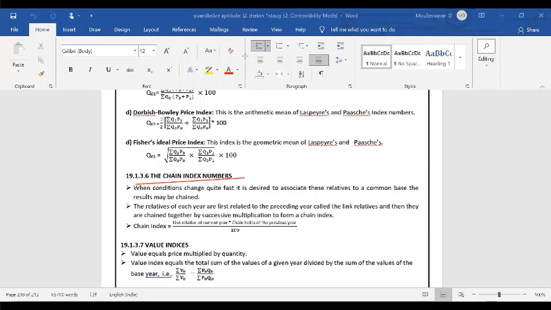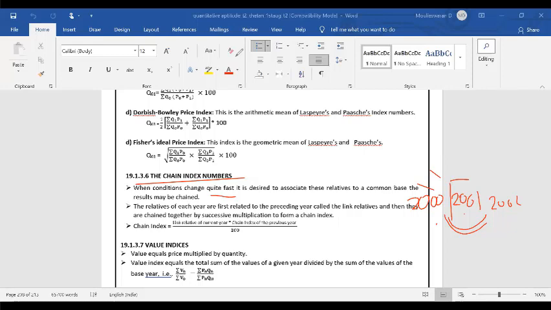What does chain index number mean? When conditions change quite fast, it is desired to associate these relatives to a common base. The results may be chained. For example, conditions change quite fast. I am taking 2000 as the base year. Condition change means that in between itself there is a wide variation. 2001 itself has a wide variation. 2002 has a wide variation. Suddenly, in a fast manner, all the variables are changing really quickly.